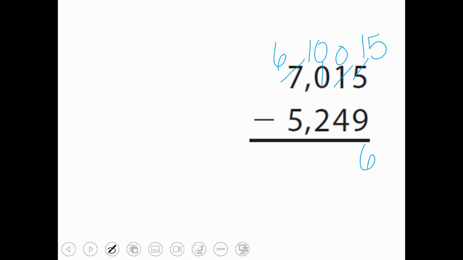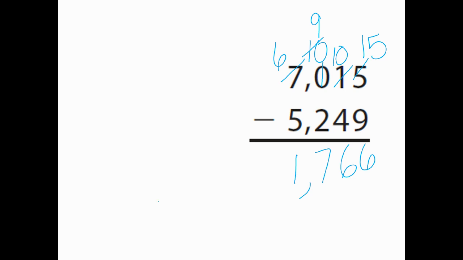So I'm going to go next door and say, hey, neighbor, can I borrow 1? And my 10 becomes a 9 because I'm borrowing from my neighbor. Okay. And then I'm going to bring over my 10. So this becomes a 10. 10 minus 4 is 6. 9 minus 2 is 7. 6 minus 5 is 1. And my answer is 1,766.